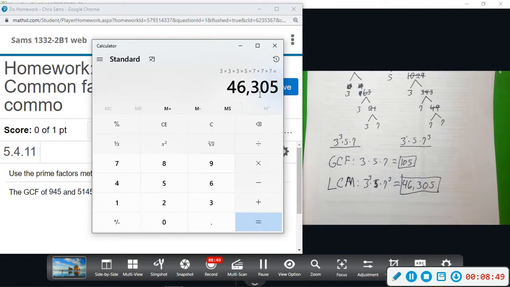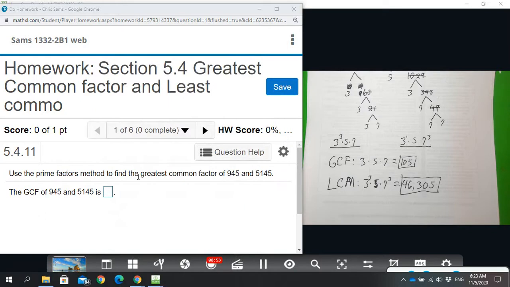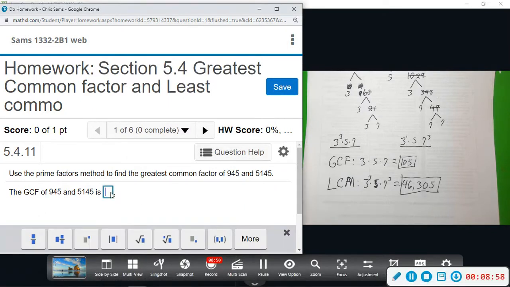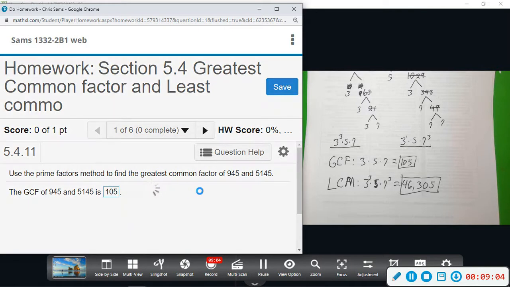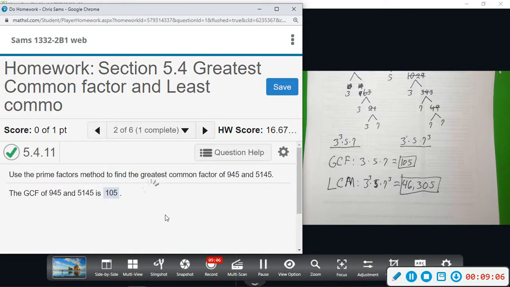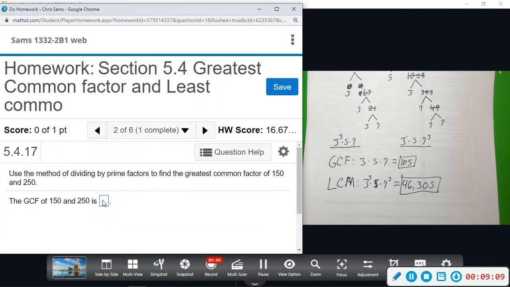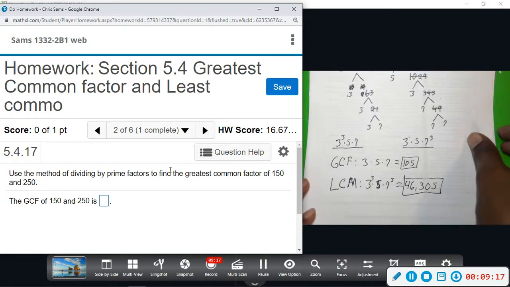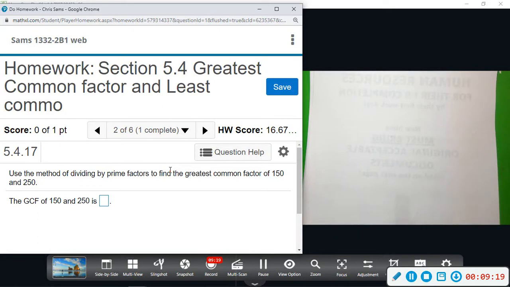Alright, so on the next example, hopefully we'll have some smaller numbers. I'll do the second method so you can see how that works. These are pretty big numbers, so it might take a while to do that second method. So 105, greatest common factor, and then oh, it didn't want us to find the least common multiple. Okay, well that's fine. Let's go ahead and do number 2.